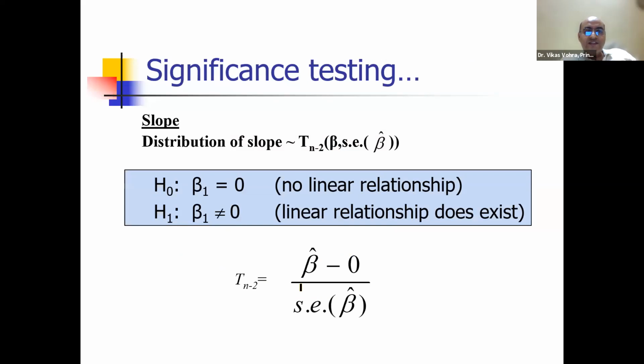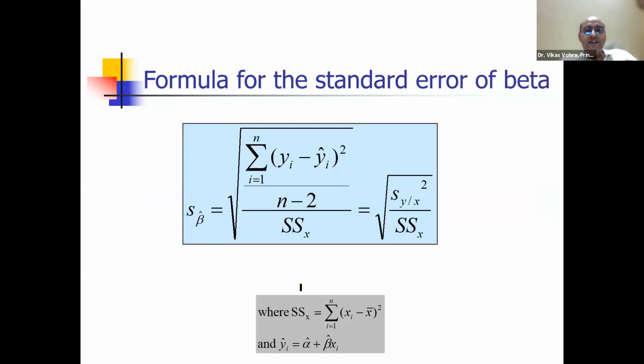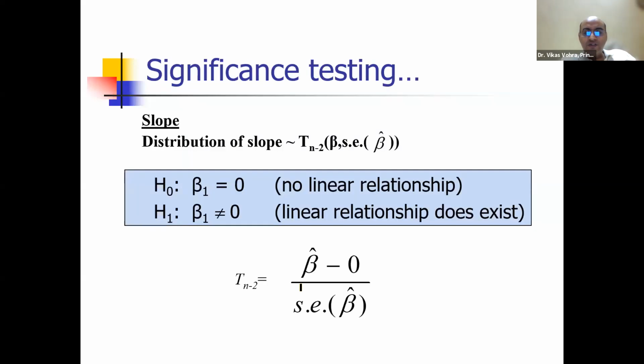So if we want to test the significance, and we want to test it at n-2 degrees of freedom, so beta and the standard error of beta we need to know, because we hypothesize that if beta 1 is 0, the relationship is not linear, and if it is not 0, beta, that means slope. If slope is 0, there is no linear relationship. And if slope is not 0, that means other than 0, a linear relationship does exist. So this is how we test the significance. And the formula for the standard error of beta, because we know here that in the denominator we need the standard error of beta.